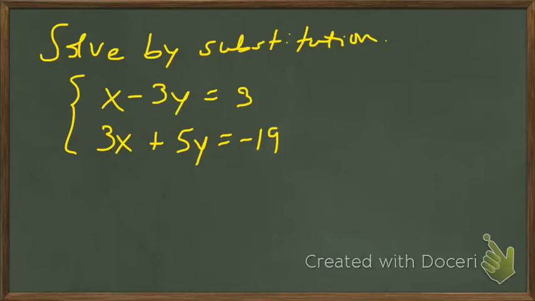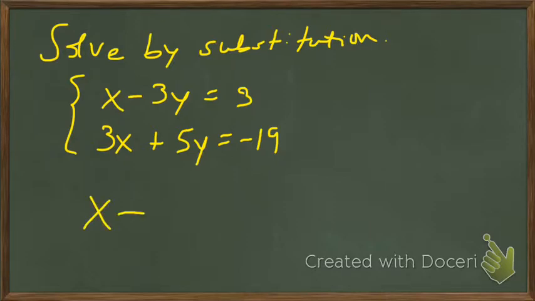Let's try solving a linear system by substitution. Now you know you don't want to solve for this y. You don't want to divide by 5 and play with fractions. Don't divide by 3 and play with fractions. There is the little guy. Let's pick on the little guy.